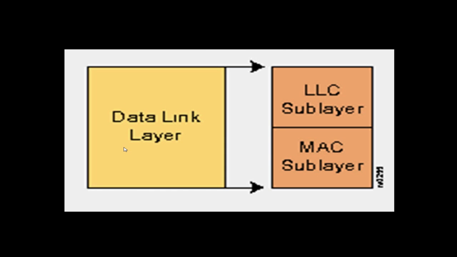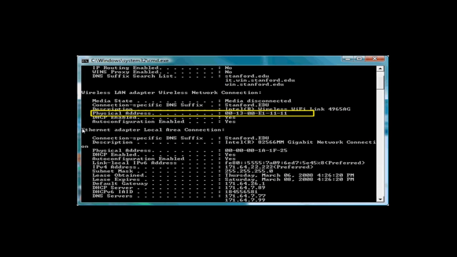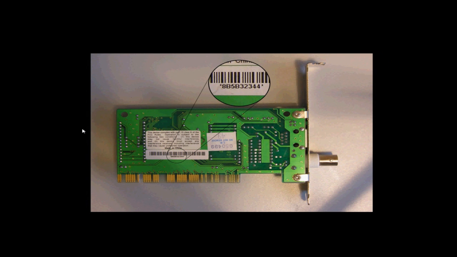The MAC sublayer controls how a computer on the network gains access to the data. The LLC layer controls frame synchronization, flow control, and error checking. The MAC address can be found quite easily using the command prompt in Windows, typing ipconfig /all, and then finding where it shows highlighted here, the physical address, or the MAC address, and this is just an identifier of the actual network card. It can also be on the network card itself, shown here.